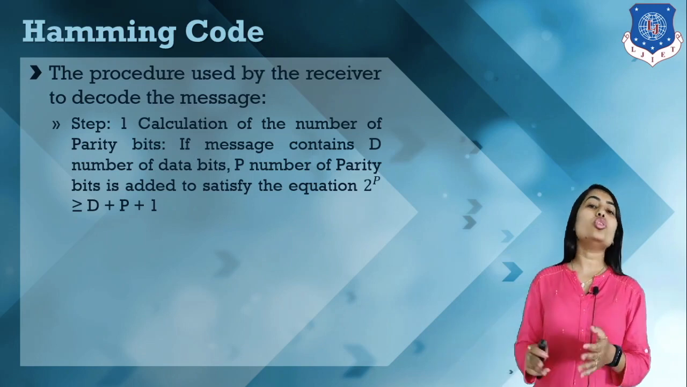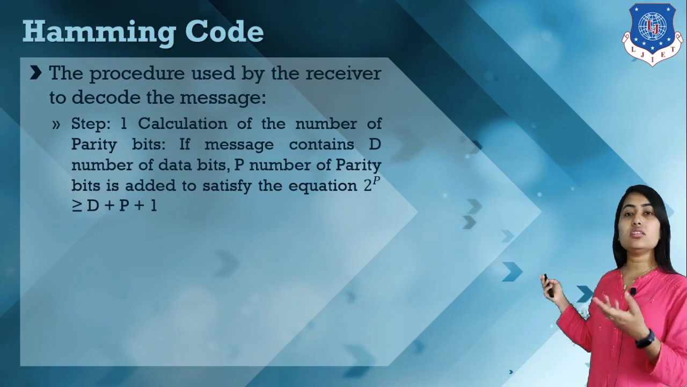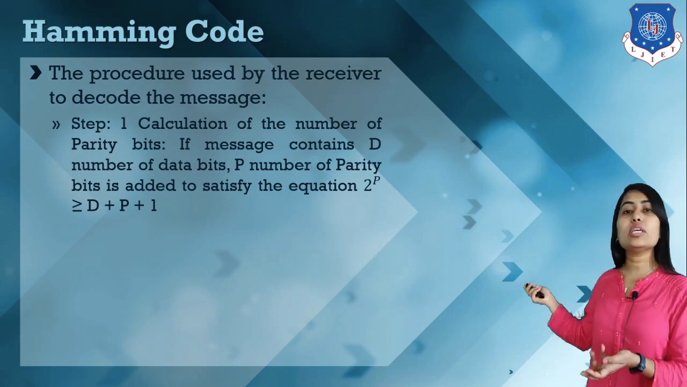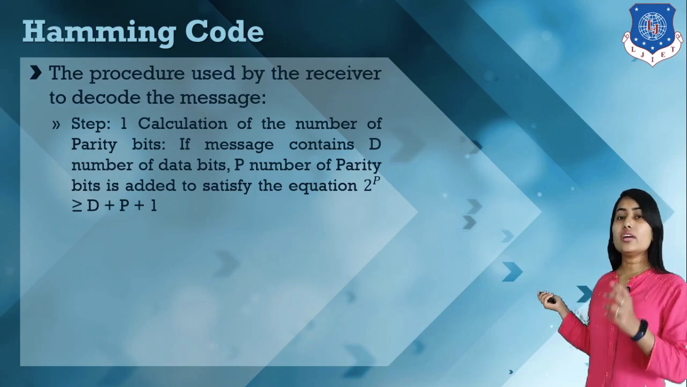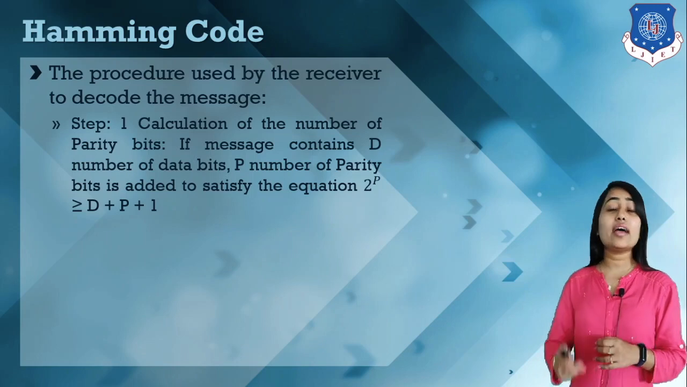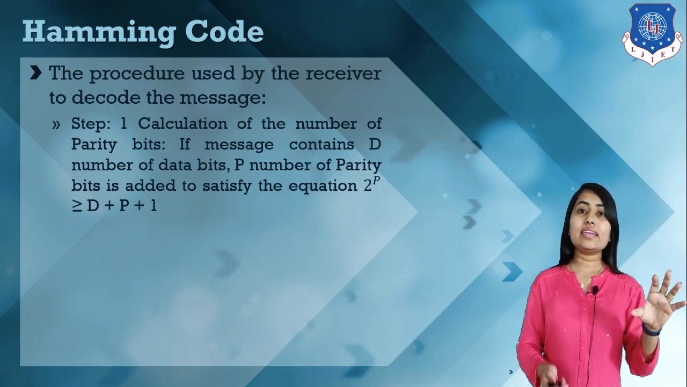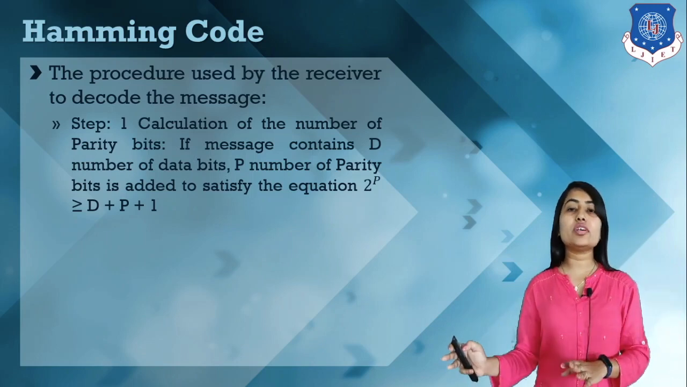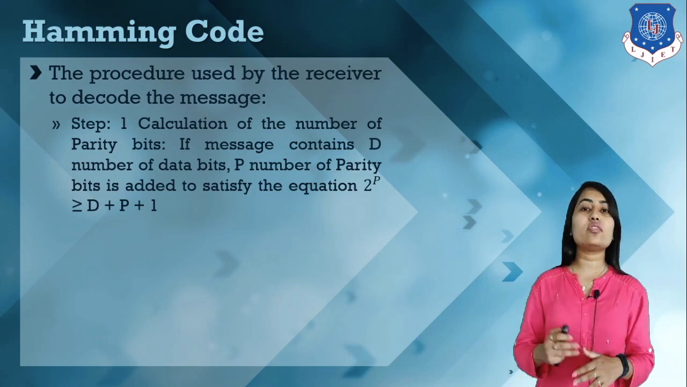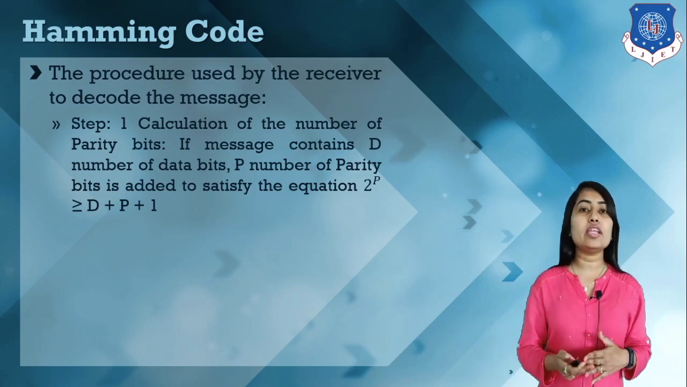We check this with the help of the equation 2 raised to p is greater than or equal to d plus p plus 1. Here at the receiver side we have d plus p, that means the transmitted data with parity. We have to check this inequality to get the number of parity bits.